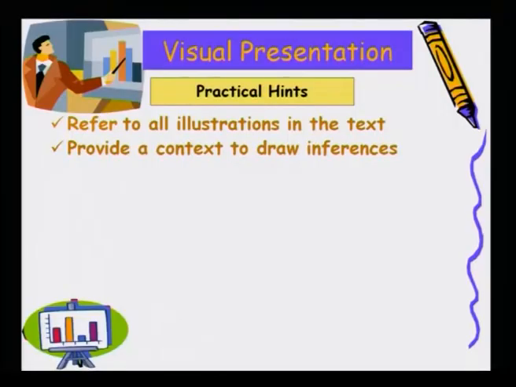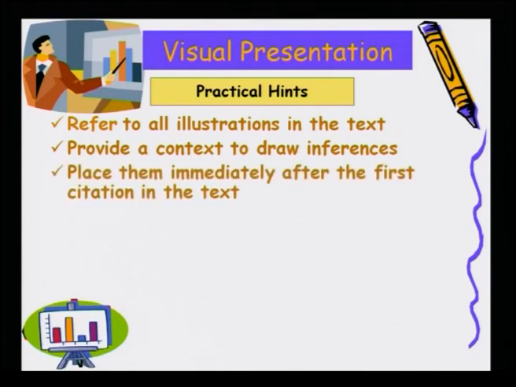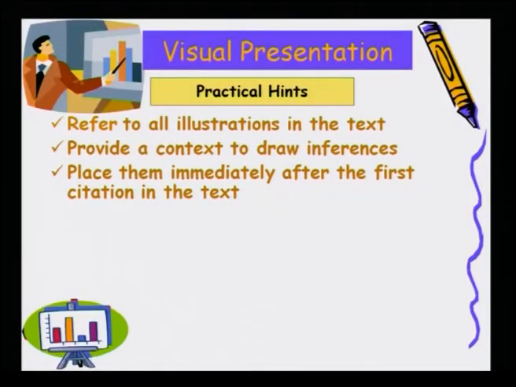And some practical hints when you want to represent them visually. Refer to all illustrations in the text. Do not keep even a single figure without being referred to. Provide a context to draw inferences, which means you should write a kind of narrative before the table is introduced, before the pie chart comes. Place them immediately after the first citation in the text.